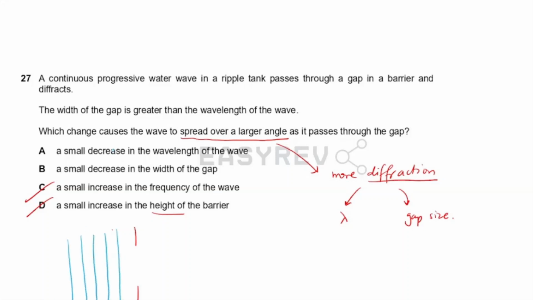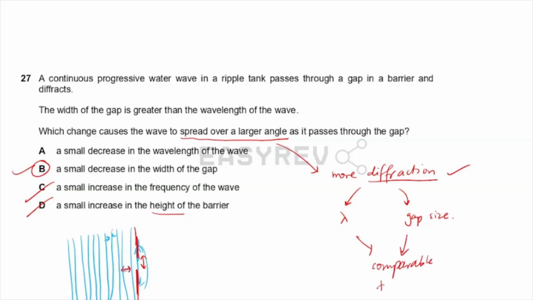Now, if I decrease the wavelength further, I just bring the waves closer to each other. And that will ultimately cause an even lesser amount of diffraction, because the slit size and the wavelength are no longer comparable. But if I actually make the gap size smaller, then I'd be making the wavelength and the gap size comparable to each other. And so B is the only situation where diffraction can be greater, because only once the wavelength and the gap size are comparable to each other can we have a good amount of diffraction.